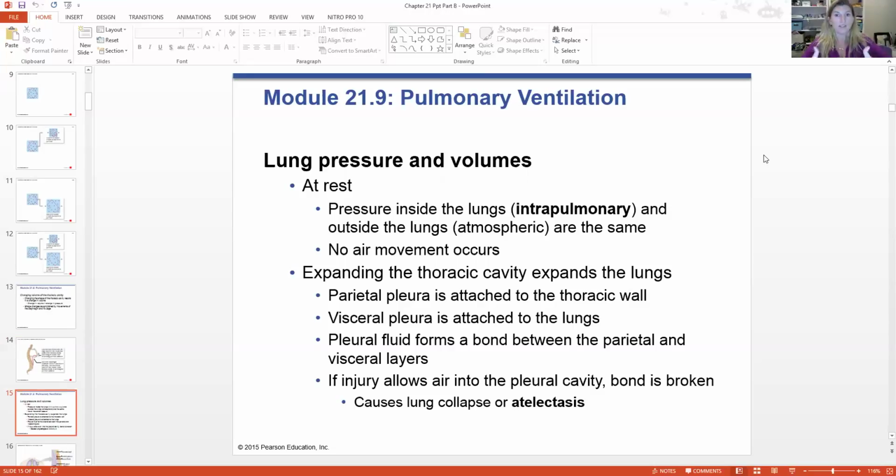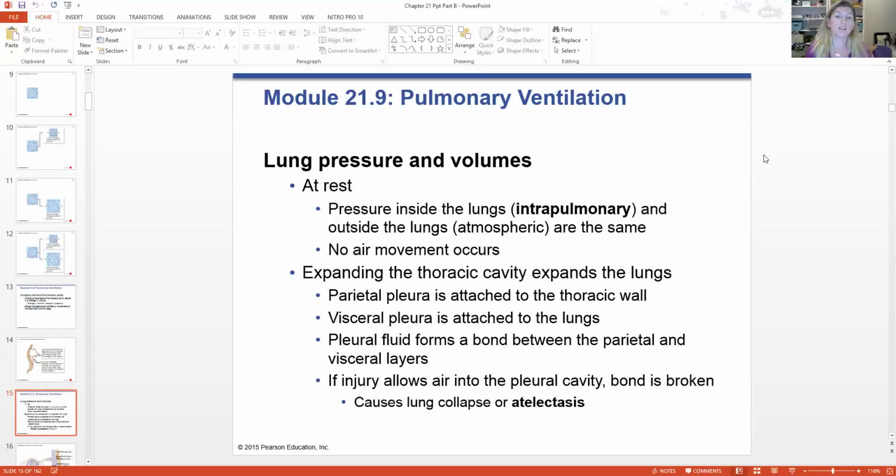As that thoracic cavity expands, we're increasing the volume. Guess what happens when you increase the volume? You decrease the pressure. When you decrease the pressure, you're going to create a vacuum and allow that air to come in. So that expanding thoracic cavity expands the lungs, decreases the pressure, and allows the air to move in. The parietal pleura is attached to the actual thoracic cavity wall. The visceral pleura is attached to the lungs themselves. And the pleural fluid is that fluid in between our visceral and parietal layer.